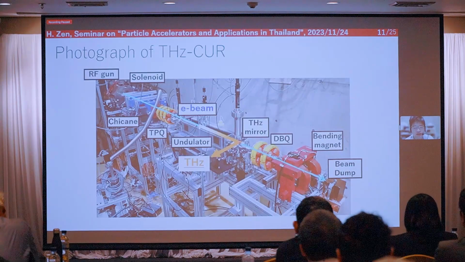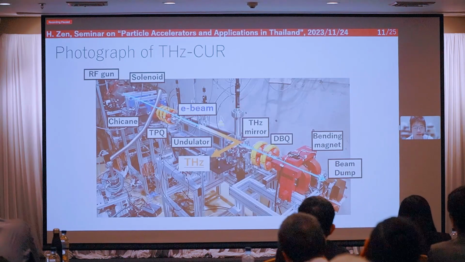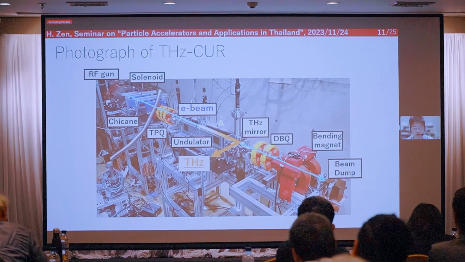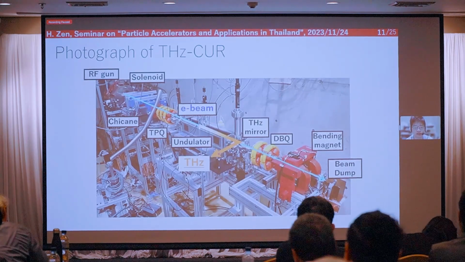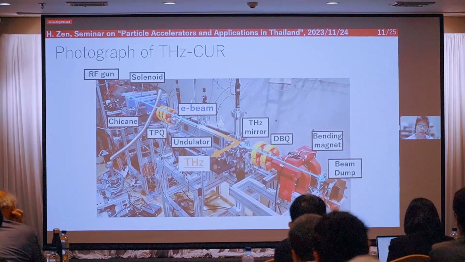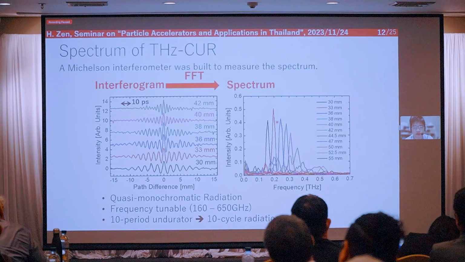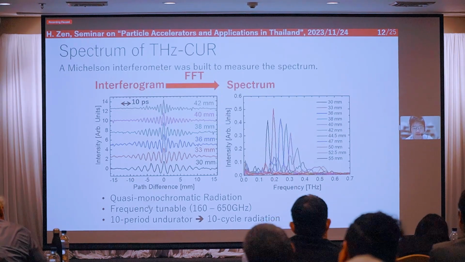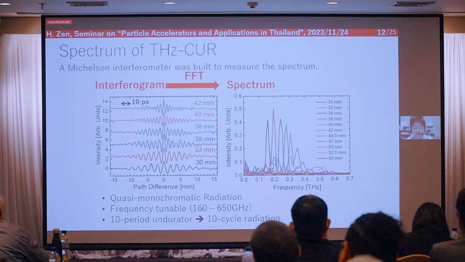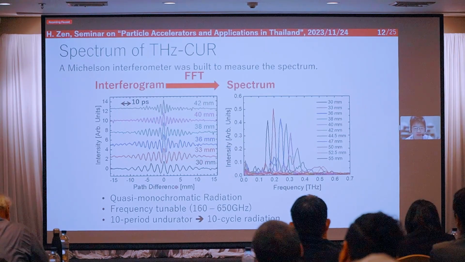And we insert a tinfoil mirror into the vacuum and deflect the terahertz radiation and transmit the electron beam, so that we separate the electron beam and terahertz here and use the terahertz beam out of vacuum. And we constructed the interferometer for measuring the spectrum of this source, and we confirmed the frequency tunability from 160 to 650 gigahertz. And also we confirmed the 10 period radiation emitted from the 10 period undulator.